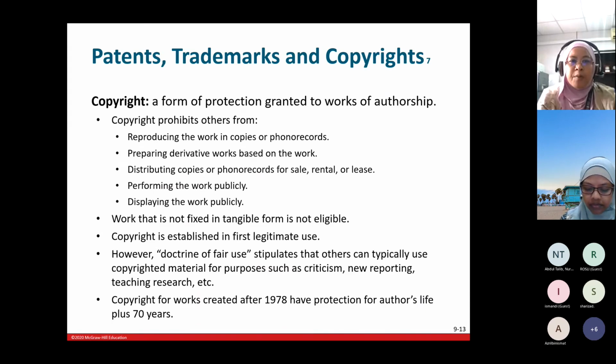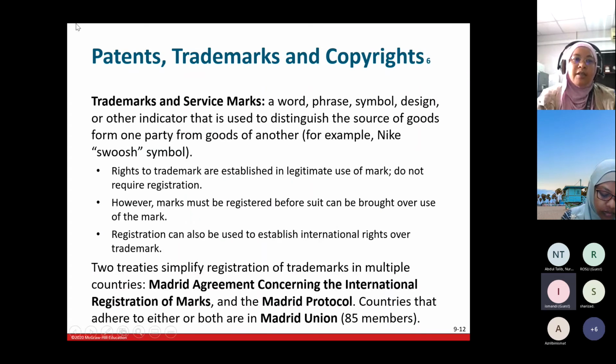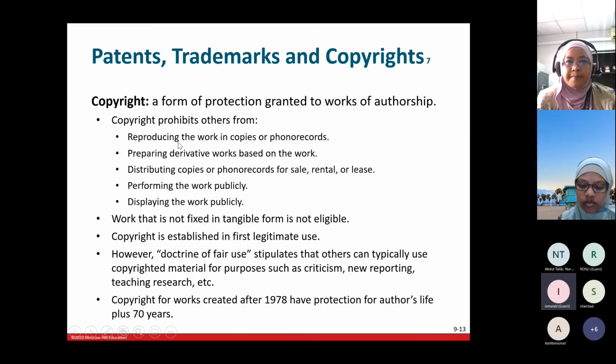Copyright is a form of protection granted to works of authorship. Copyright is, I think, the easiest one to register. Even I have many copyrights under my name, including the one I showed you in the first class on process innovation. It has actually been registered under copyright. So copyright normally is about literary work.